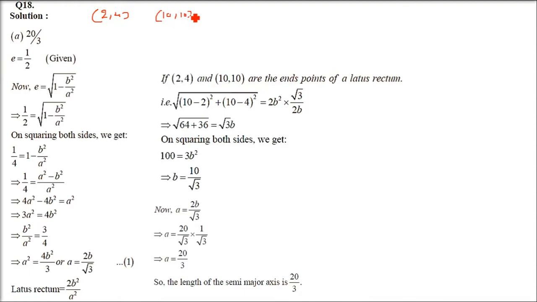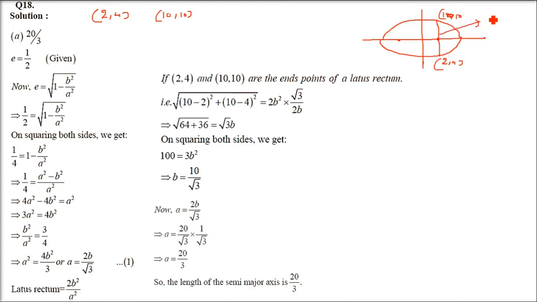These are the ends of a latus rectum of an ellipse with eccentricity half, then the length of the major axis is. So let me make it first so that we understand what we mean by the endpoints of the latus rectum. It passes through the focus. So this is one of the foci. This line intersects the ellipse at 2 points, and I'm not drawing it with the origin, right? So (2, 4) is this point, (10, 10) is this point.